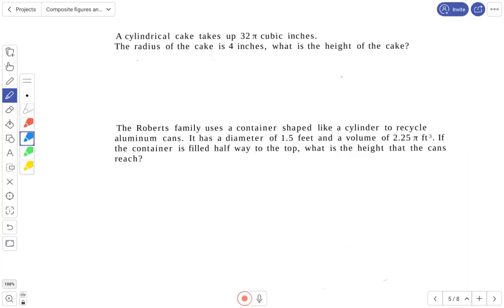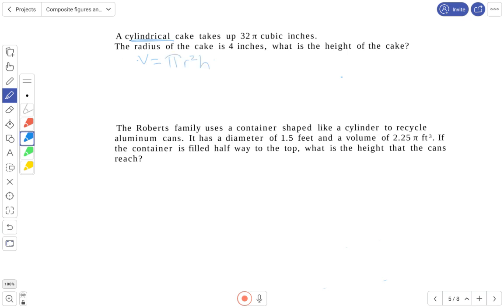The next one says a cylindrical cake takes up 32 pi cubic inches. The radius of the cake is 4 inches. What is the height of the cake? Cylindrical means I'm dealing with a cylinder. So the first thing I'm going to do is write down the formula for a cylinder. V equals pi r squared h.